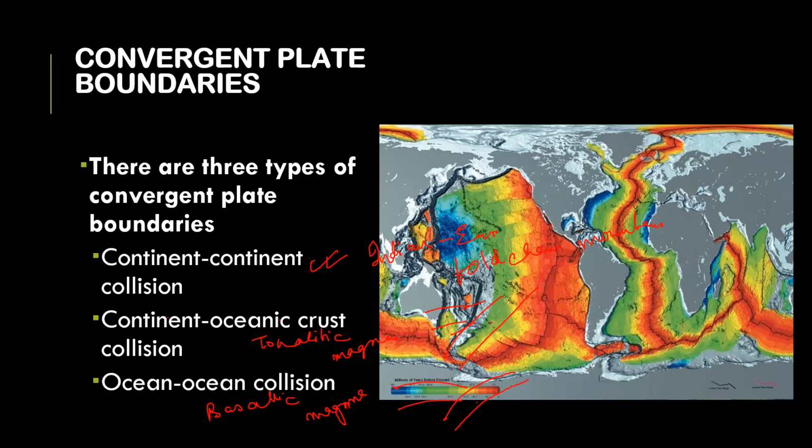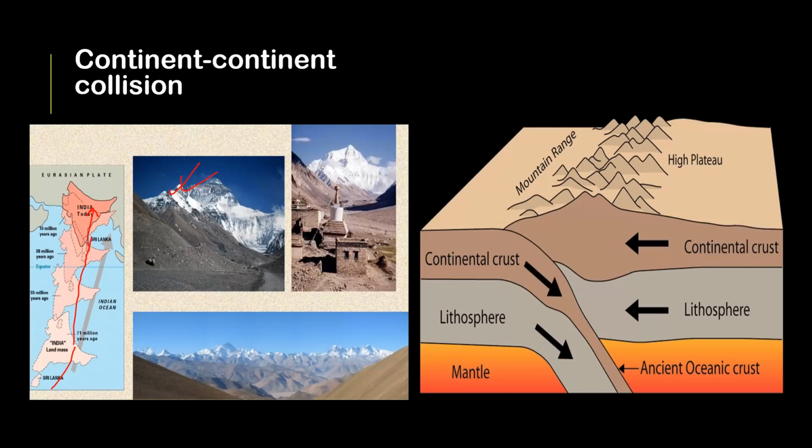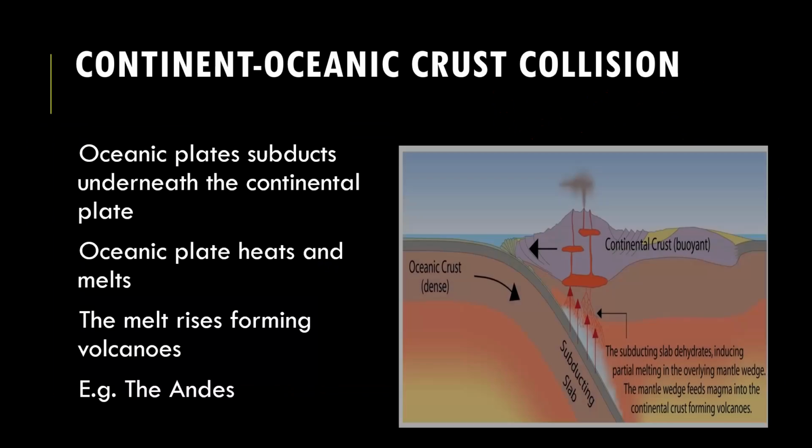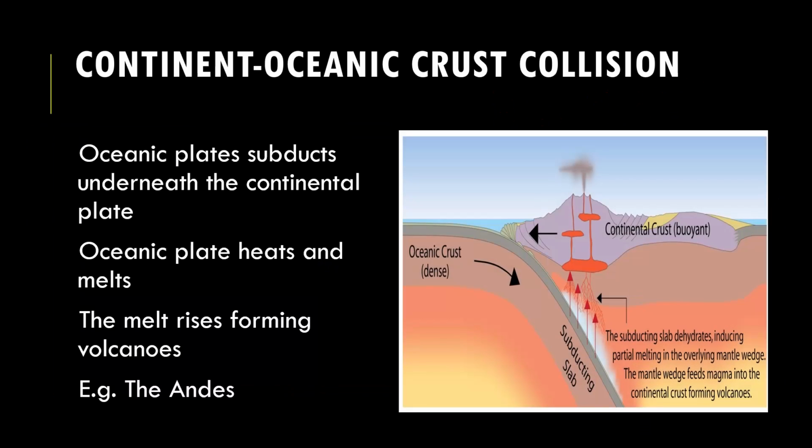These are the convergent plate boundaries. There are three types of convergent boundaries: continent-continent, continent-ocean, and ocean-ocean collision boundaries. This is continent-continent, as in the case where fold mountains are formed. Next, continent-oceanic collisions, like the Andes when they were formed.